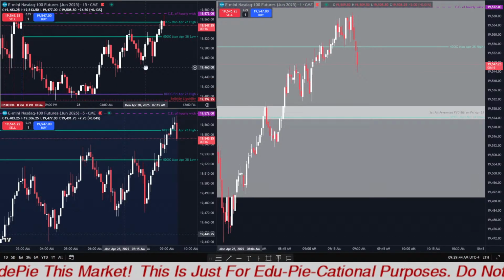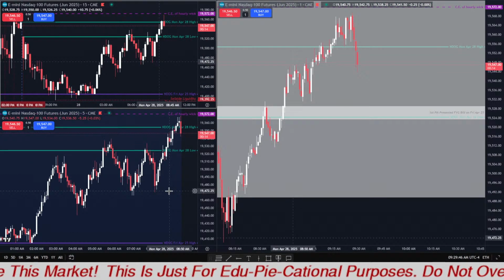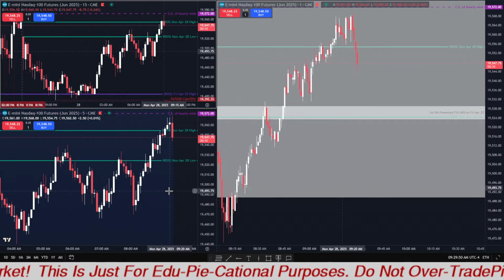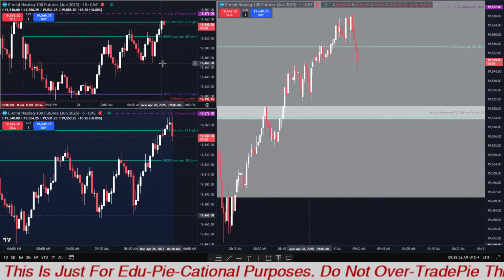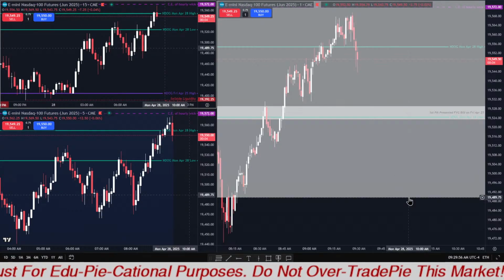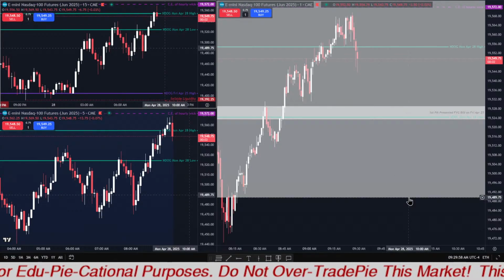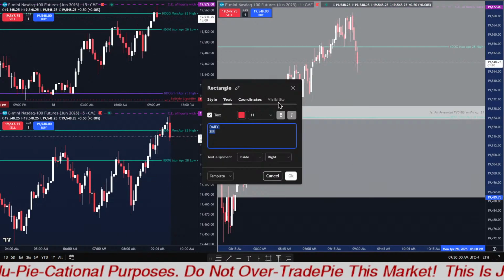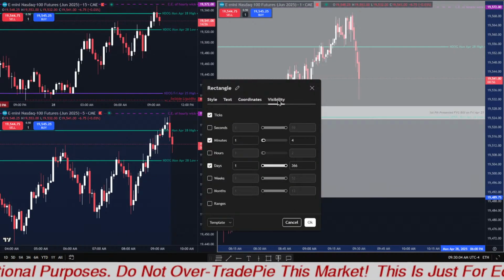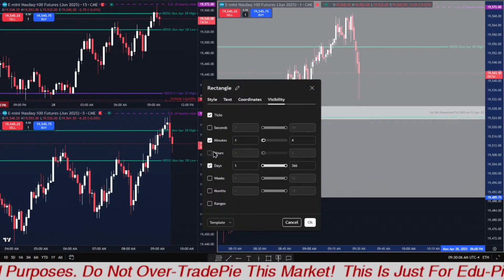Here we do have a 15-minute chart and the configuration of the 5-minute chart is here. This is our daily C. Okay, we open. Okay, nice.